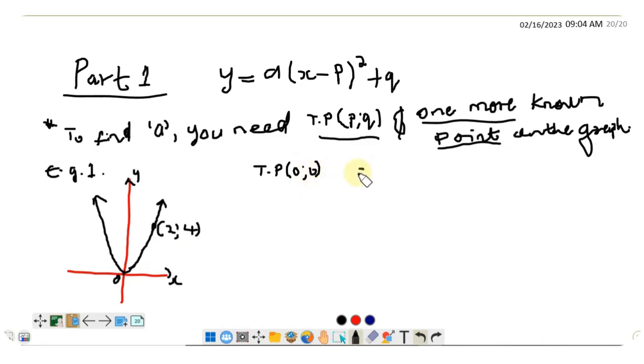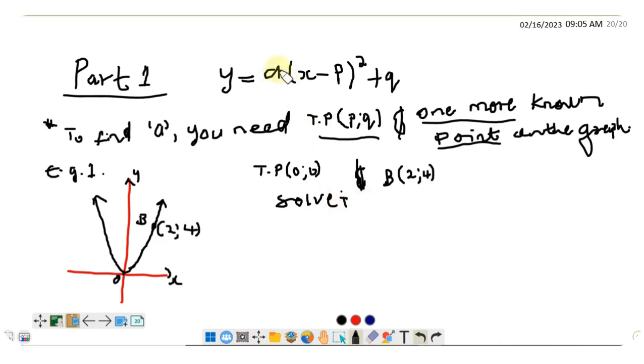Right? And let's call this B. B is 2 and 4. So we have the coordinate of the turning point, and we have one extra coordinate on the graph. So let us find the equation. We're going to solve that.